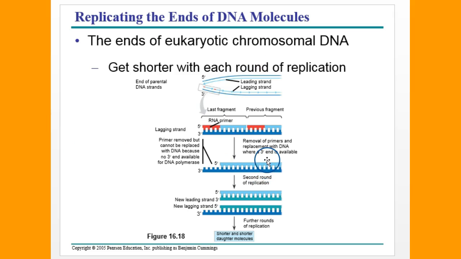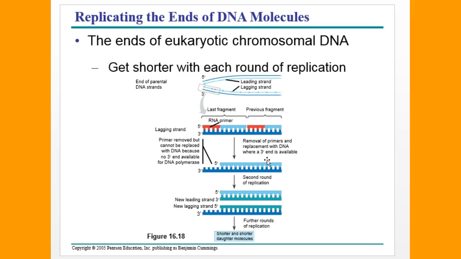In our textbook, this figure is 16.19. If you want to take a look at this, it's showing you the ends of the eukaryotic chromosomal DNA get shorter with each round. And that is because your leading strand and lagging strand are fragmented by the RNA primer. The primer must be removed and cannot be replaced with DNA because no 3' end is available for the DNA polymerase. So there is removal of primers and replacement with DNA only where a 3' end is available.